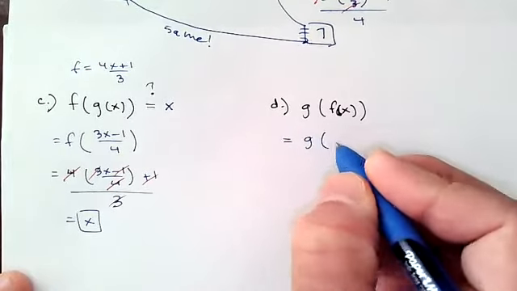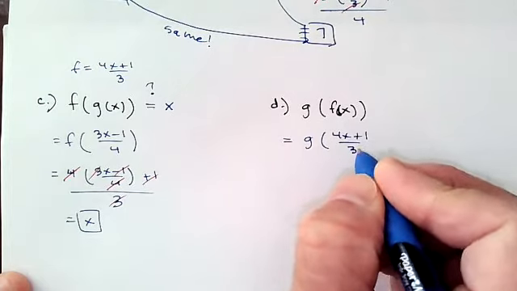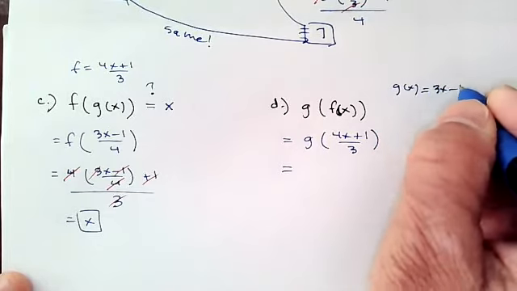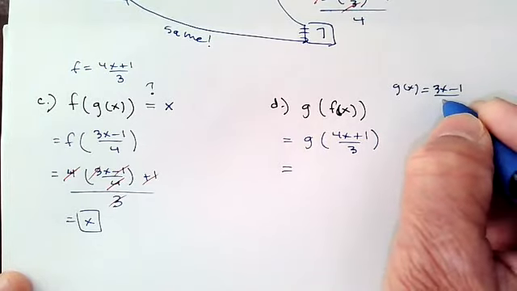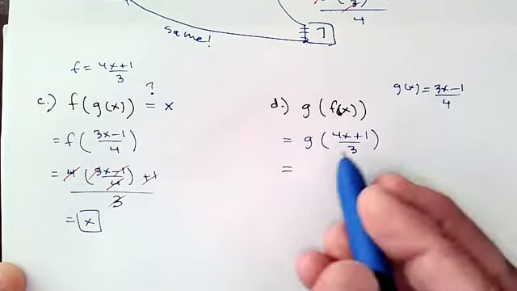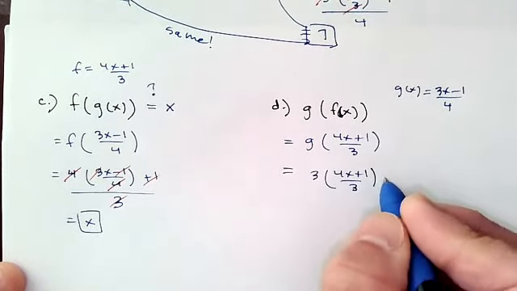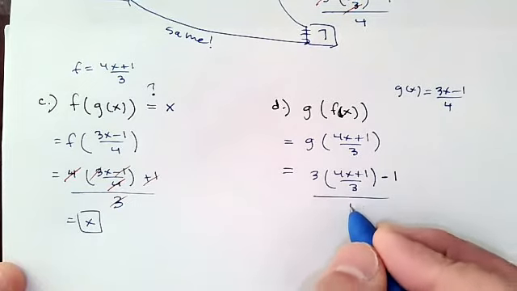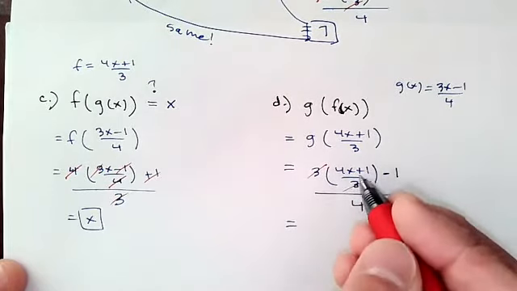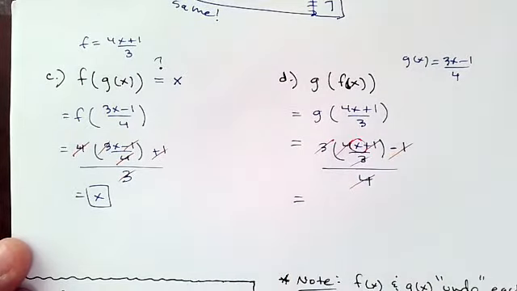g of f of x means I want to take g of (4x plus 1) over 3. g of x was the function (3x minus 1) divided by 4. Oh, I already wrote that there. So we're going to plug this in for x. So that's going to be 3 times (4x plus 1) over 3, minus 1, divided by 4. And sure enough, the 3s cancel, the 1s cancel, then the 4s cancel, leaving me with just x.